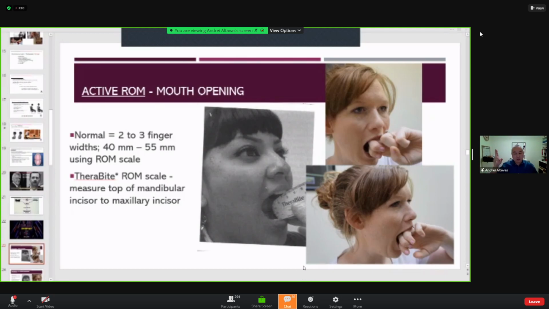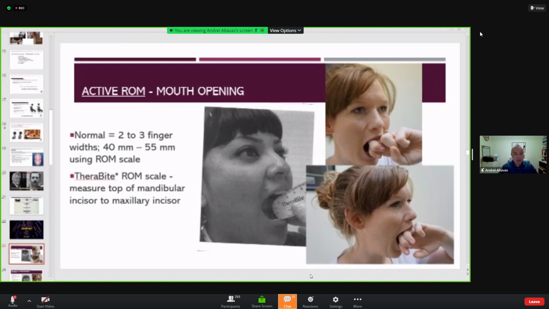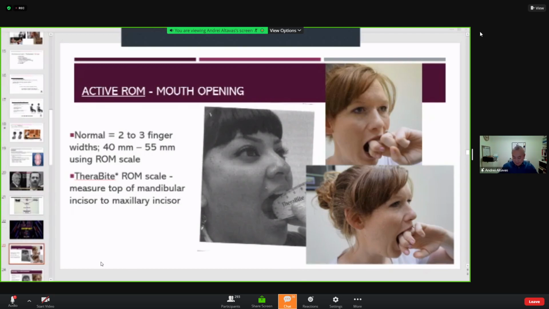If I don't have that, you can also use your goniometer, by measuring from the top of the incisors to the lower incisor, the opening. You can also use your goniometer for that.